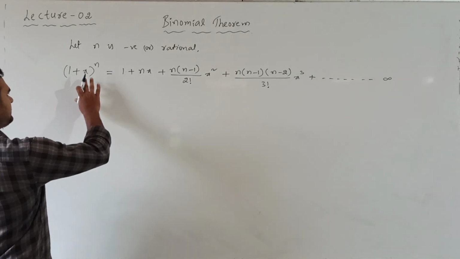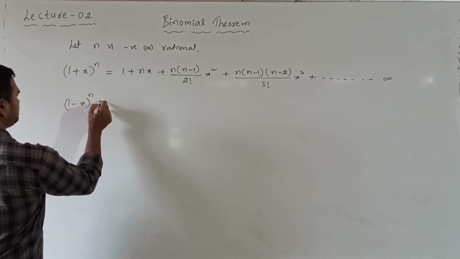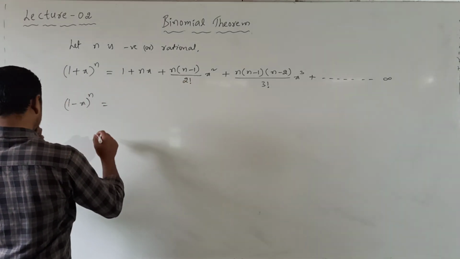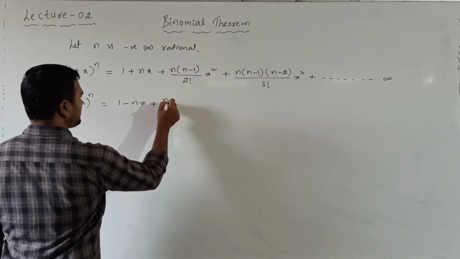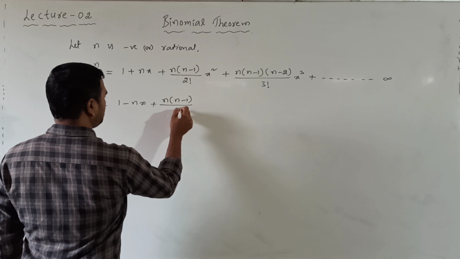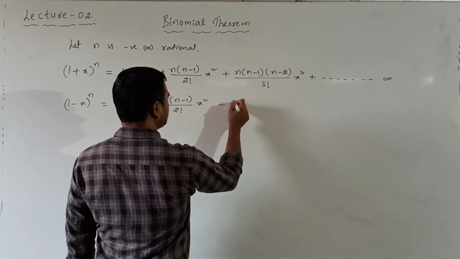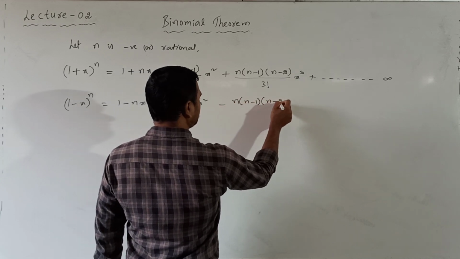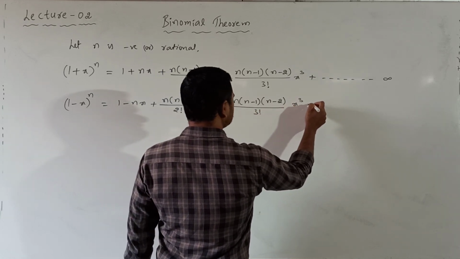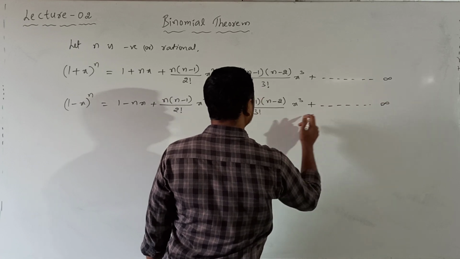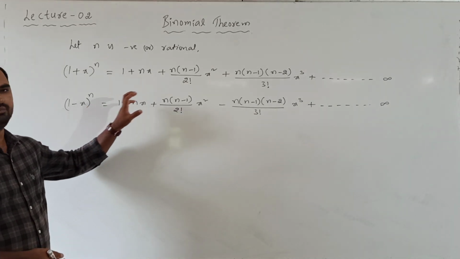Now if I replace x with minus x, then we get the expansion for (1 - x)^n. Replacing x with minus x, it is 1 - n x, x squared is positive so plus n(n - 1)/2! x^2, and minus x whole cube is negative, so minus n(n - 1)(n - 2)/3! x^3 and so on up to infinity. So this is the expansion for (1 - x)^n.